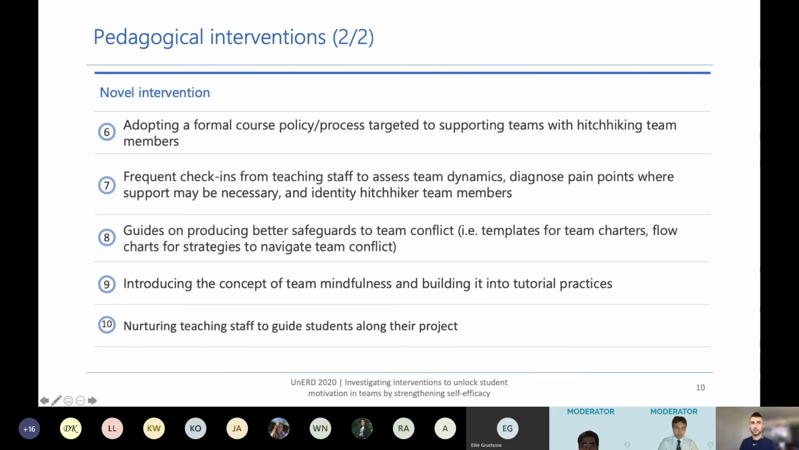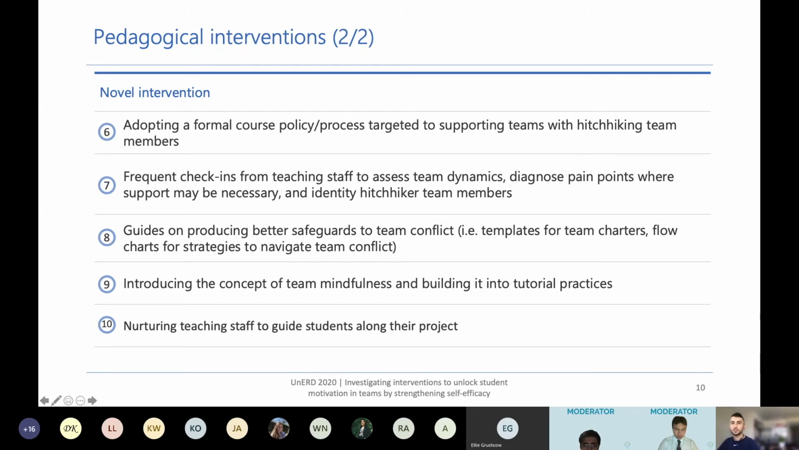Next, we have the novel interventions that are not currently present in the first-year design courses. These include adopting a formal course policy to support teams with hitchhiking team members, frequently checking in to diagnose pain points, assess team dynamics, and identify hitchhikers. Producing guides that help guide students on producing better safeguards to team conflict, introducing the concept of team mindfulness and building it into tutorials, and taking on a nurturing teaching approach to guide students along their projects.